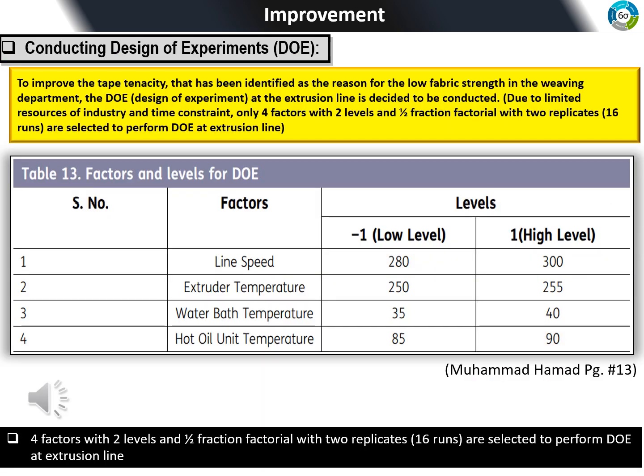Conducting design of experiments. To improve the tape tenacity that has been identified as the reason for low fabric strength in the weaving department, the DOE at the extrusion line is decided to be conducted. Due to limited resources of industry and time constraints, only 4 factors with 2 levels and a half fraction factorial with 2 replicates are selected to perform the DOE at the extrusion line. Those factors are line speed, extruder temperature, water bath temperature, and hot oil unit temperature.